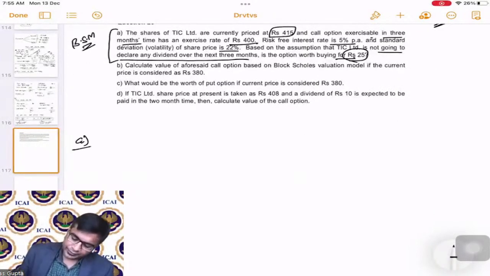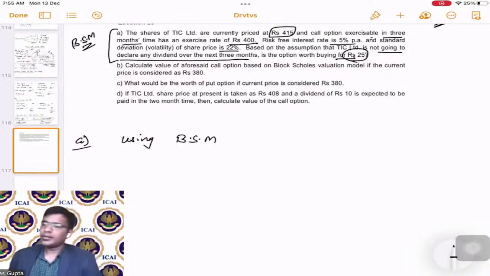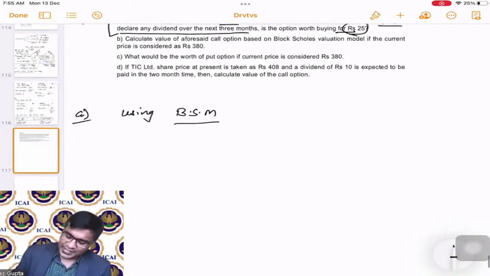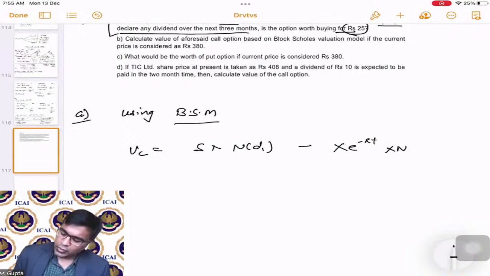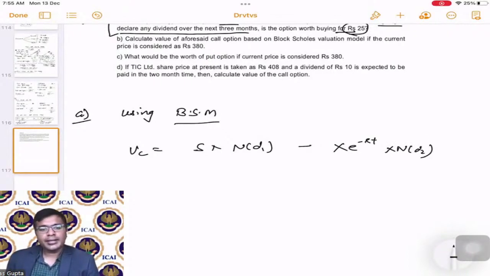So part A, using the Black-Scholes model. Write the formula as many times as possible, correct? So that you all are able to remember this, although the logic is the same. So the value of call option is equal to spot price multiplied by N(d1) minus the present value of the strike price multiplied by N(d2). Simple. Correct? That is the value of the call option.